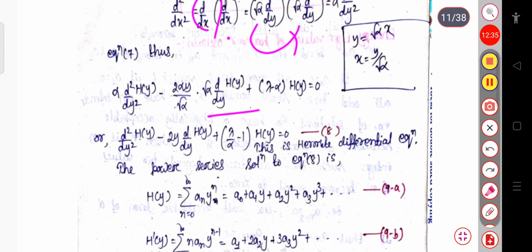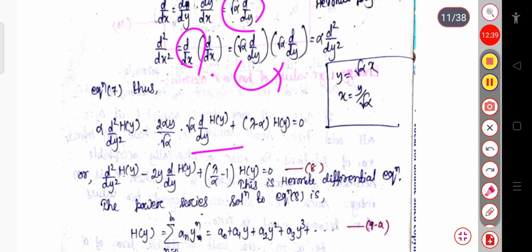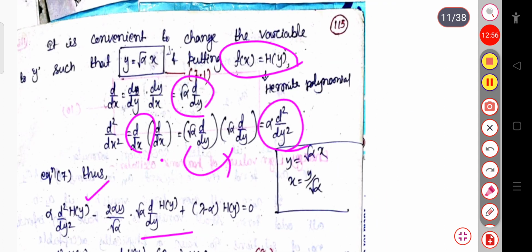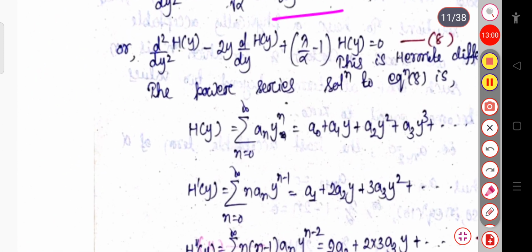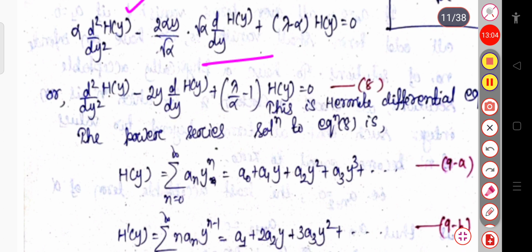In that part, we have simply substituted the value, that is, d square by dx square is nothing but alpha into d square by dy square, and the solution is h of y, that is, in place of f of x we have substituted h of y. And now you can see here, if I divide by alpha, this will be d square by dy square of h of y minus 2y d by dy of h of y, since this root alpha gets cancelled. So alpha divided by alpha will be 1, minus 2y d by dy of h of y plus lambda by alpha minus 1 into h of y equal to 0. So this is the Harmonic differential equation.